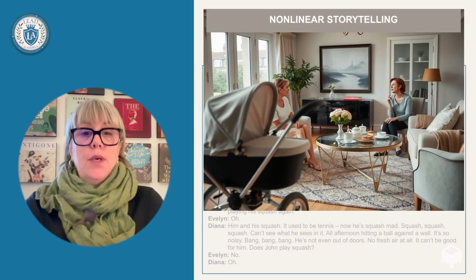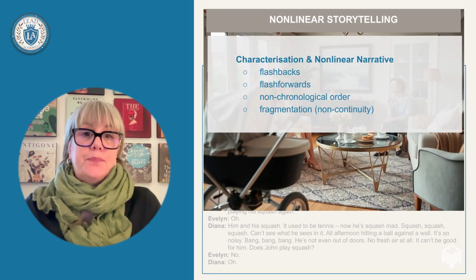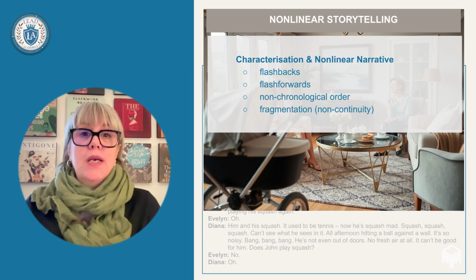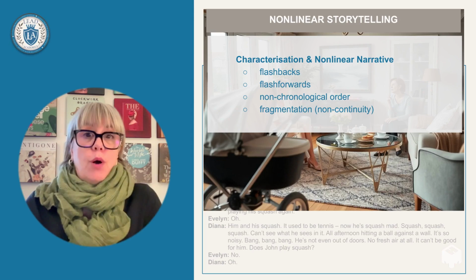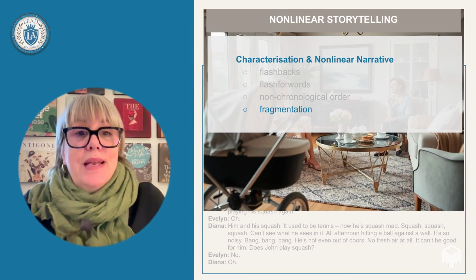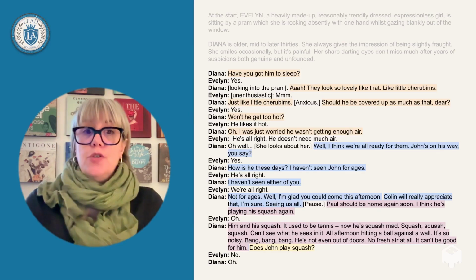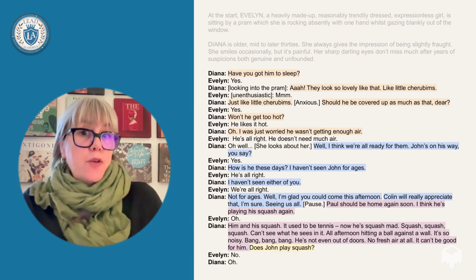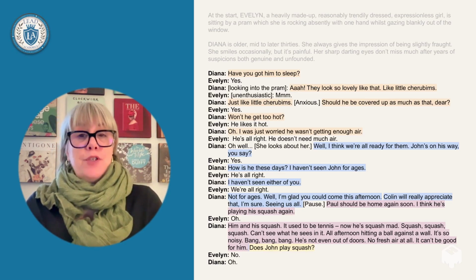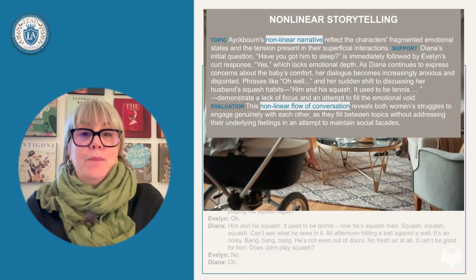Our last example in analyzing character is nonlinear narrative. Look for flashbacks, flash forwards, and other non-chronological elements, such as fragmentation, or what's also called non-continuity. Fragmentation is evident in this extract. Diana's topics switch from polite concern for Evelyn's baby to various other topics, as seen here. The various colors represent Diana's different topics, precisely 4 different topics in all.